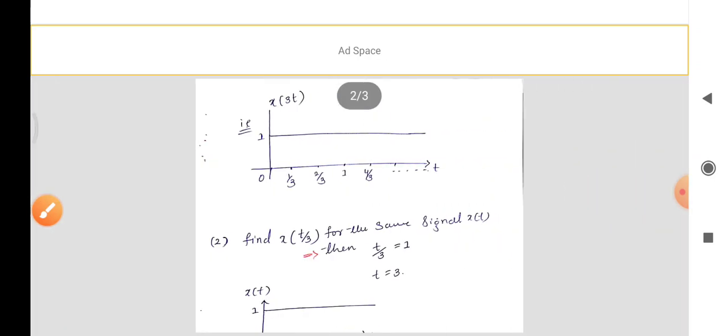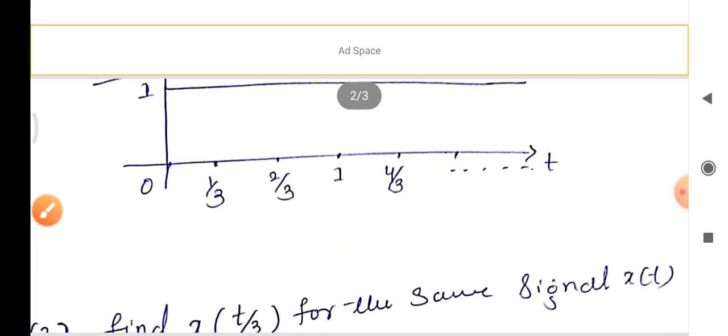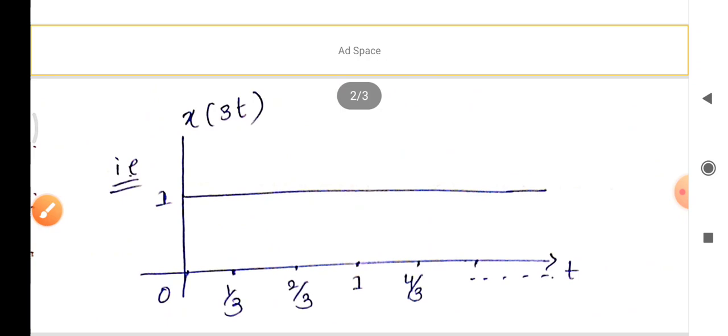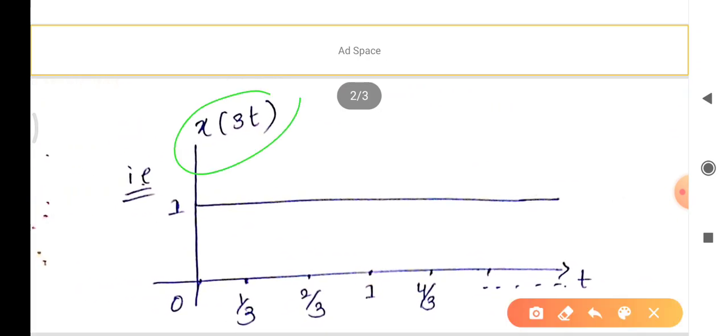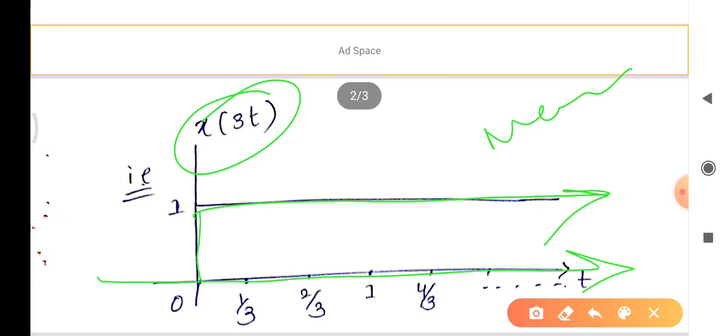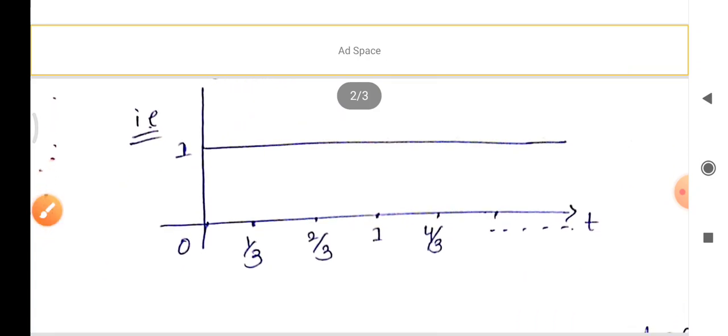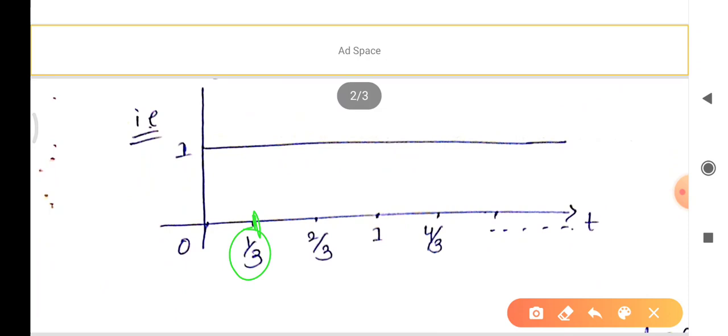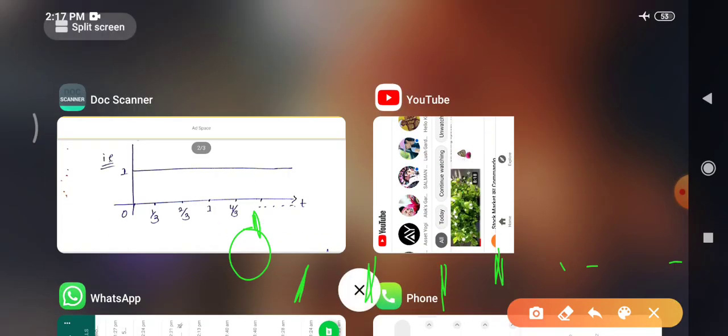So your x of 3t signal will be what? Magnitude remains the same; it is only the x-axis that is going to vary. Just observe, time instead of 1 is now at 1 by 3, then at 2 by 3 second, at 1 second, at 4 by 3 second, at 5 by 3 second, and so on.